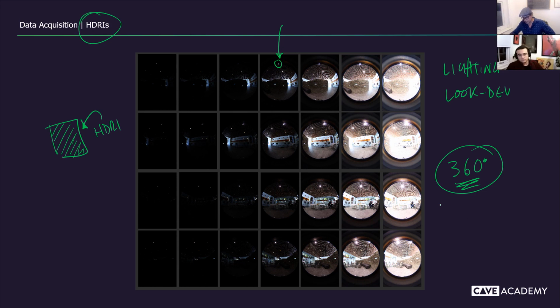It gives you a 360 idea of where the lights are on set, the exposure of the lights, and how it illuminates the set. What I've got here is we're going from dark to bright, so we capture all the bright bits and everything in the shadow as well. We capture a good range of lighting information. I'm shooting these at every 90 degrees.